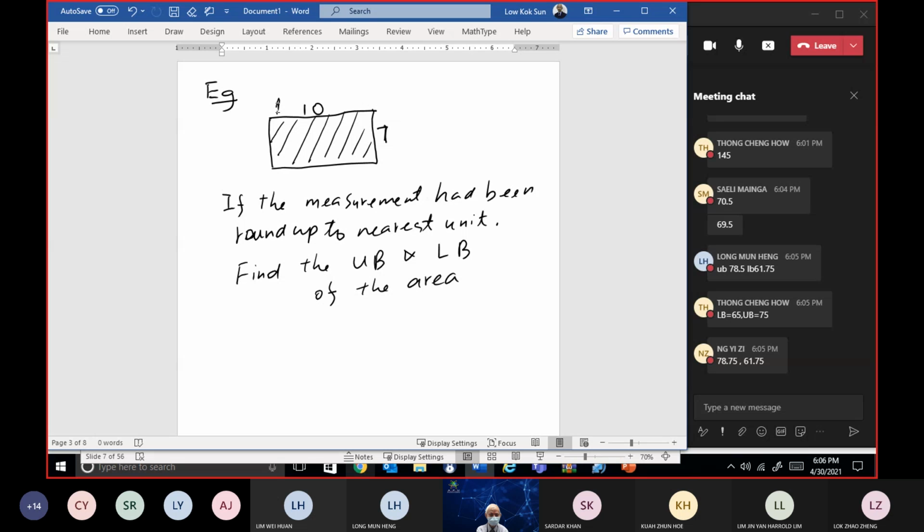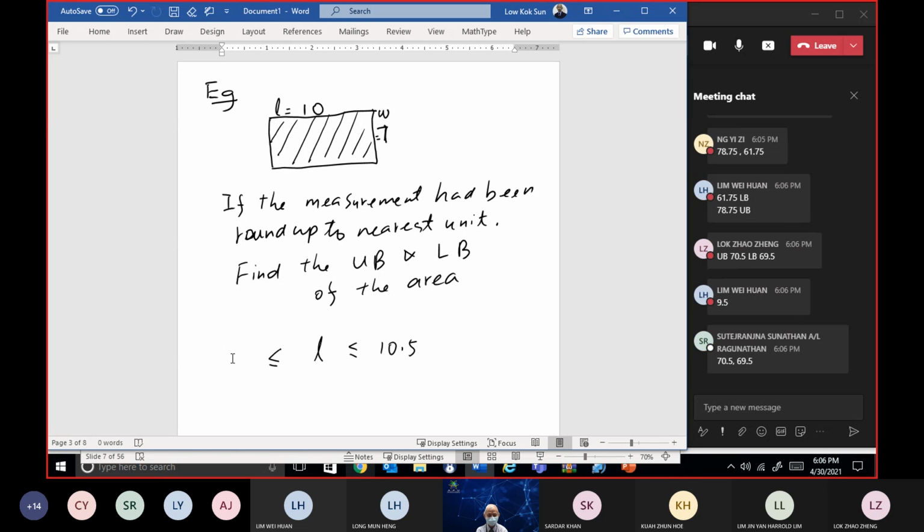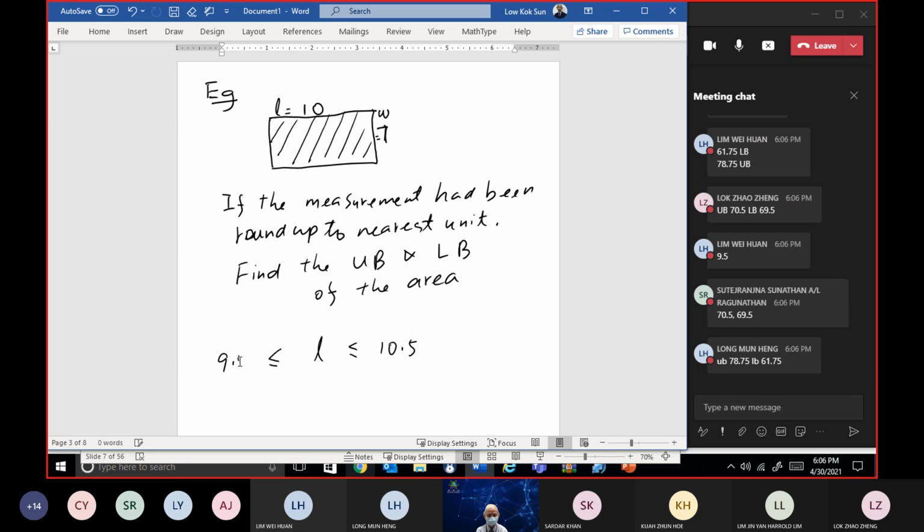Let us call it length. Okay? And this is the width. The length and the width. So the length, can I ask you what is the upper bound of the length? 10.5, okay, good, 10.5. And the lower one is 9.5. Okay, a lot of answers coming out, very good.